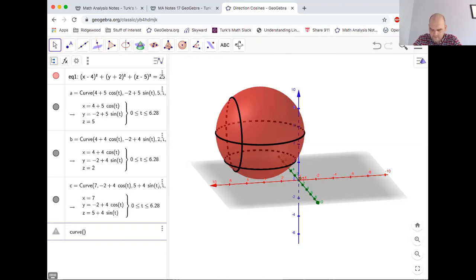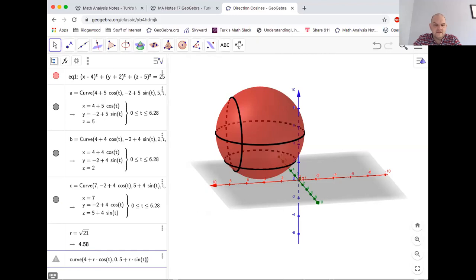And then curve, so 4 plus square root. If I was going to use the square root of 21 over and over again, what I would do is type it in and then use it. So I'll show you what I'm talking about. I would do r equals square root of 21, right? And so now what I can do is curve. It'll be 4 plus r times cosine of t, comma 0, comma 5 plus r times sine of t. And I need t to go from 0 to 2 pi.